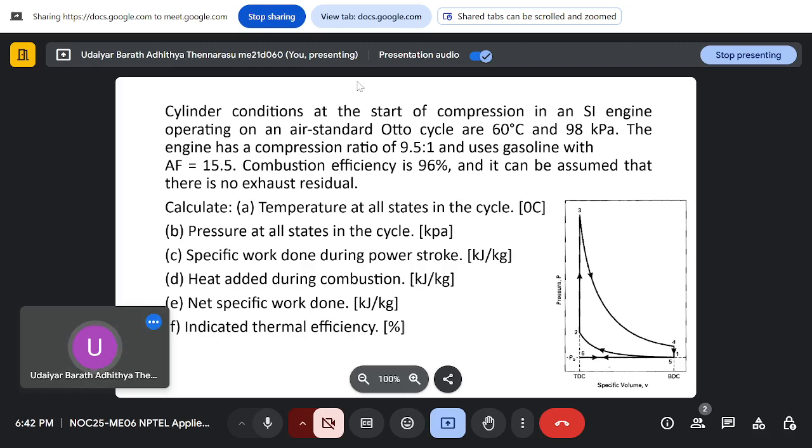So your compression ratio is 9.5, and it uses a gasoline engine with air fuel ratio of 15.5. So that is mass of air by mass of fuel. The combustion efficiency is 96%, and it can be assumed that there is no exhaust residual. So you need to calculate the temperature at all states in the cycle in degrees Celsius, and the pressure at all states in the cycle in kilopascal, the specific work done during the power stroke, the heat added during combustion, the net specific work done, and indicate the thermal efficiency.